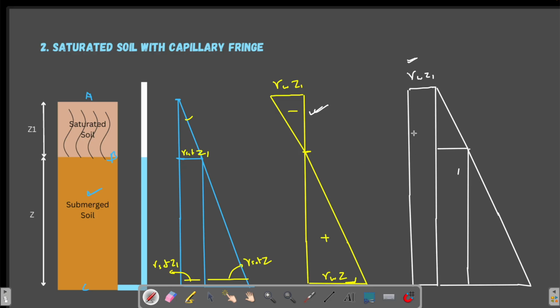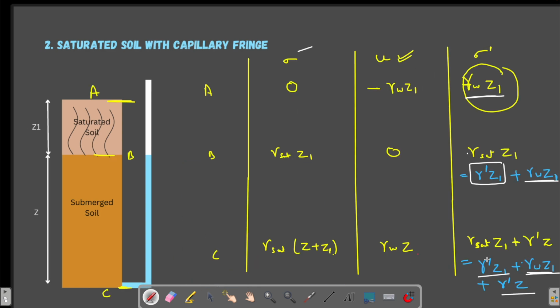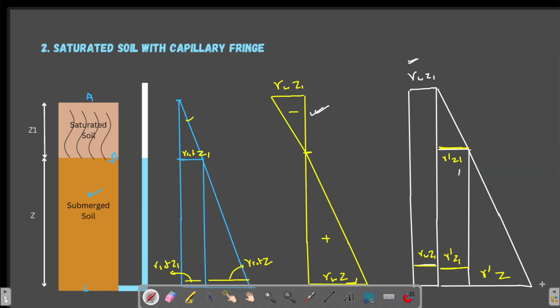This length over here, let me mark it in another color. This length over here is gamma W into Z1. This length over here is gamma submerged into Z1, this level. And here it is gamma submerged into Z. So you see here gamma submerged into Z1, gamma W Z1, and gamma submerged Z. All the three stresses are showing up here.